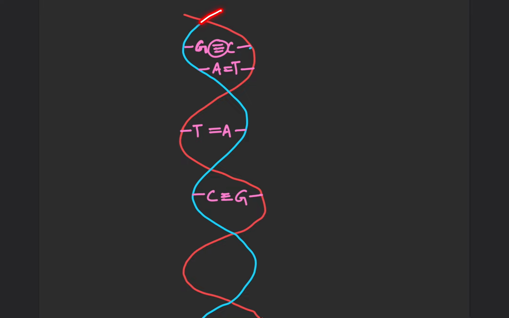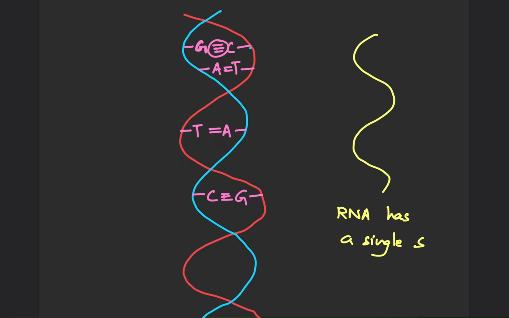For example, if you know the sequence of this blue strand, you already know the sequence of the red strand, because if guanine is there, it has to be cytosine in the other strand. If adenine is there in this strand, it has to be thymine in the other strand. But unlike DNA, RNA just has a single strand. So RNA is something like this. RNA has a single strand.